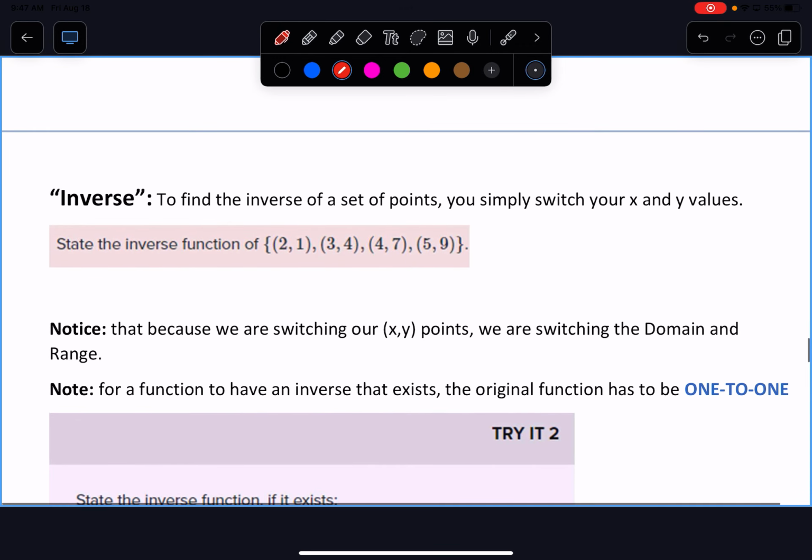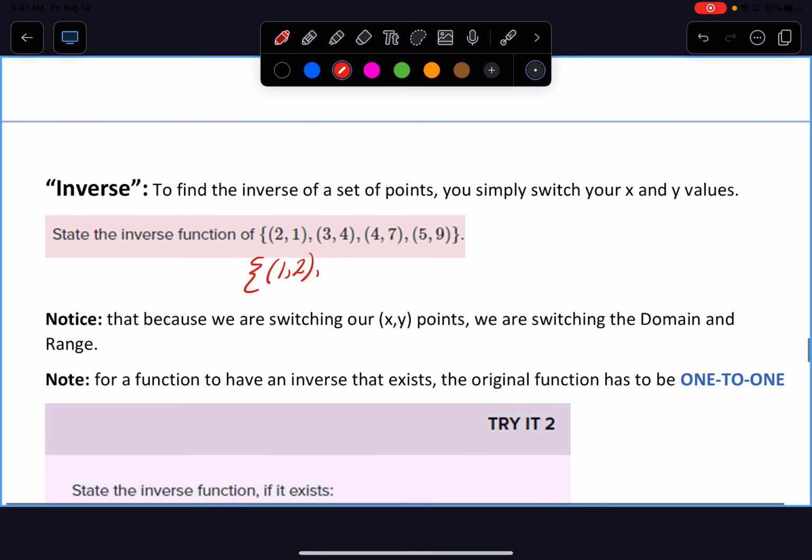Okay, let's move on to inverses. Everybody, let's write down the word inverse in our notes. So inverses are really easy. To find an inverse of a set of xy points, it's simple. You just switch your xy points. You literally switch x and y. So for example, it says state the inverse function of (2,1), (3,4), (4,7), (5,9). So in the homework, we'd have to just type it in correctly. We do our little set sign. We would then say (1,2) is the inverse point of (2,1).